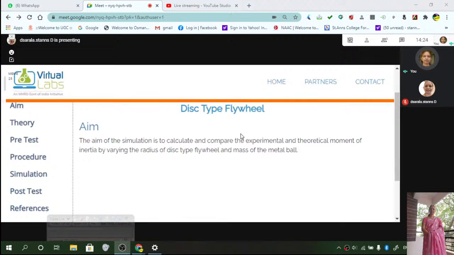The aim of the apparatus simulation is to calculate and compare the experimental and theoretical moment of inertia by varying the radius of the disk types, flywheel, and mass of the metal one. So in this experiment you are varying the radius and the mass. You are doing it only on one planet, which is Earth. In the previous experiment you were changing the mass also, while radius and other things were kept constant. So now let me show you the simulation.